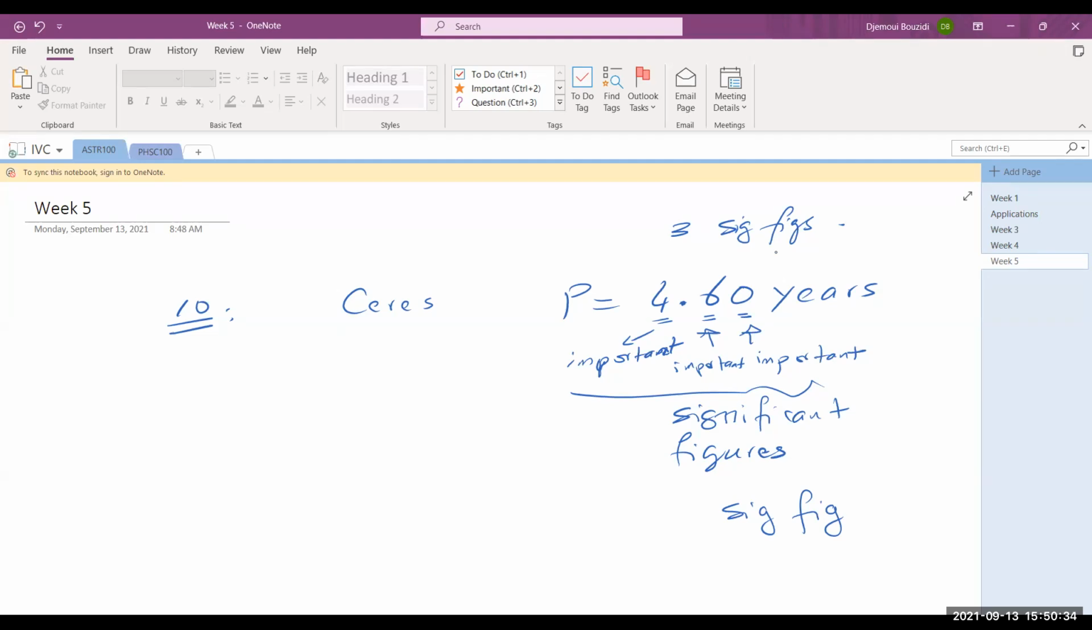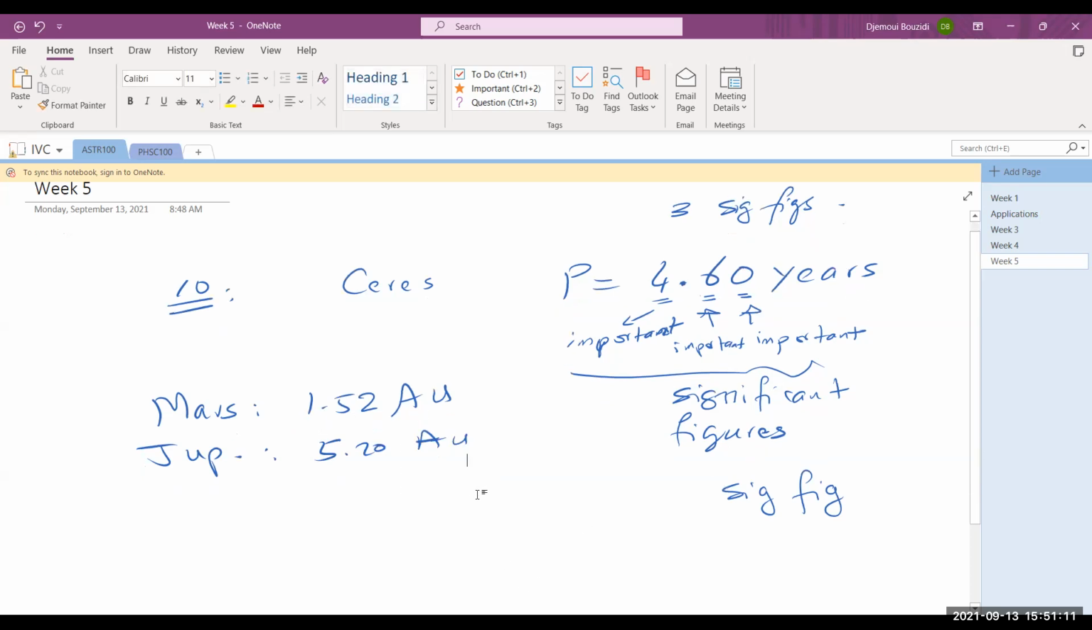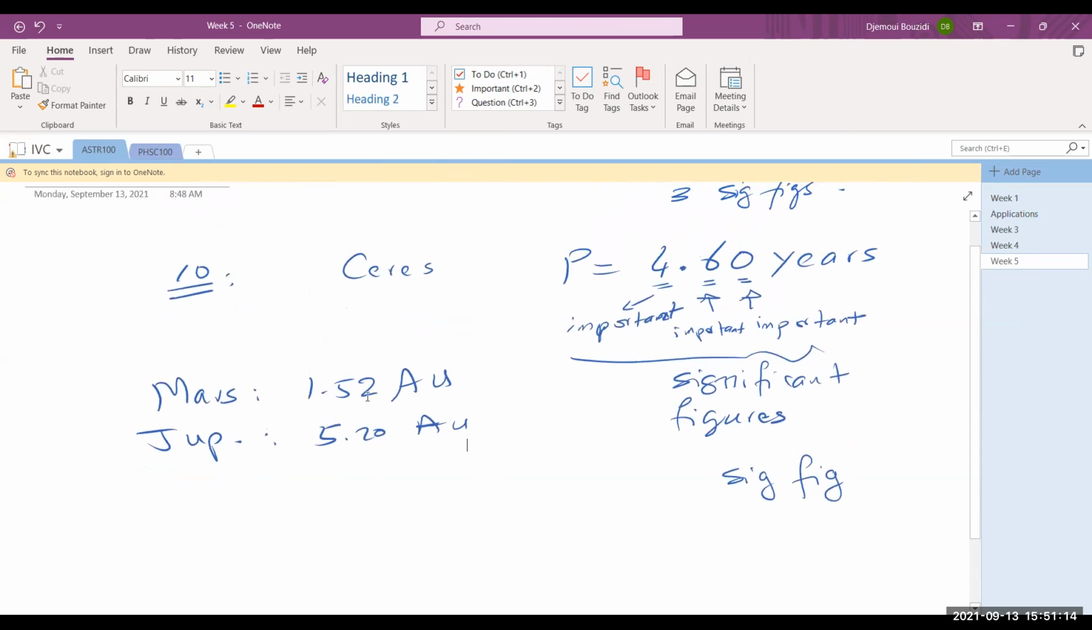Now this is a part of the question. What is its semi-major axis? Where in the solar system does this place Ceres? We saw it, it's between Mars and Jupiter. Mars is 1.52 AU, and Jupiter is 5.20 AU. We saw it in the simulation earlier between Mars and Jupiter. So the answer A should be between 1.52 and 5.2.